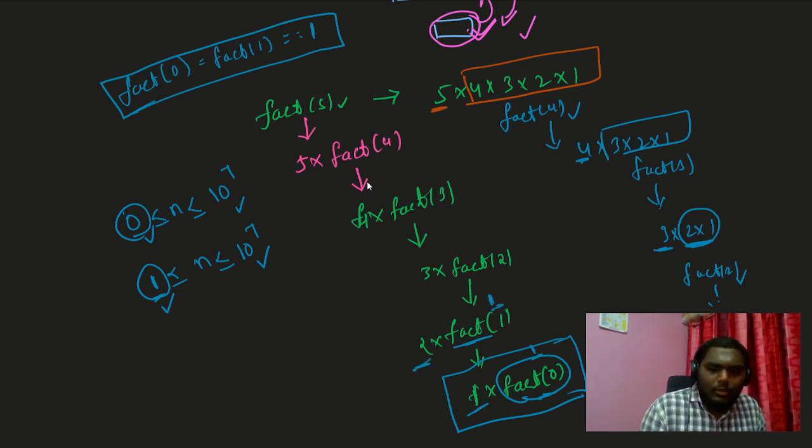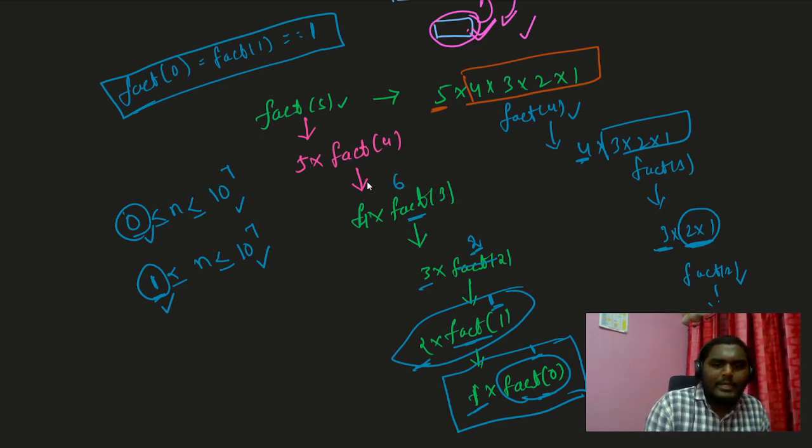Now it's 2 into 1, it's a 2. Who called this particular call? It's fact of 2, so you will simply return 2 over there. Now it's 3 into 2. Who called this? It is fact of 3, so you will return 6 here. So it's 4 into 6. Who called this? Fact of 4, will return 24 here. Then it's 5 into 24. Who called this? It's fact of 5, it's 120. So you found the answer.